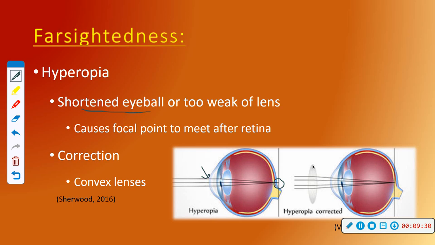So what they use is this convex lens, which causes the light to angle inward more. So when it hits the eye, the rays are closer together, bringing the focal point to the back of the retina where it should hit.